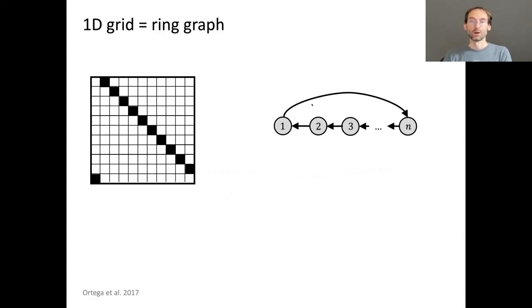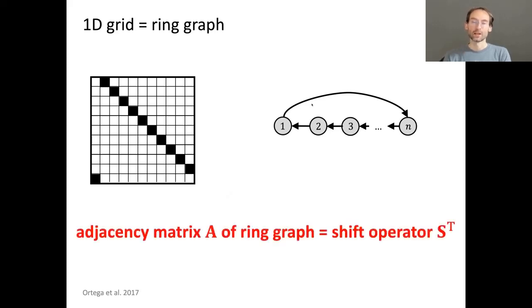Now, if I take a step back again and go back to the grid, you can think of a grid as what is called the ring graph, where each node is attached by an edge to the subsequent one, and we have periodic boundary conditions. So the first node is attached to the nth node. And if you look at the adjacency matrix of this graph, surprise, surprise, it looks exactly like the shift operator that we've seen before. Right?